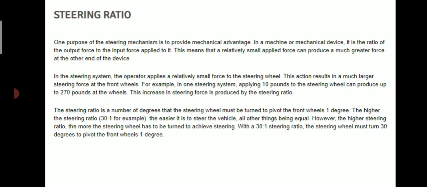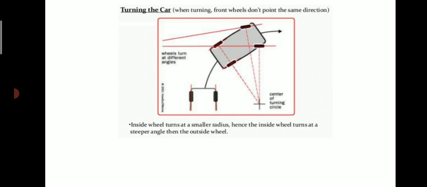All other things being equal, however, the higher the steering ratio, the more the steering wheel has to turn to achieve the steering. With a 30:1 steering ratio, the steering wheel must turn 30 degrees to pivot the front wheel 1 degree. So this is an example, a picture indicating turning radius. In this picture, the inside wheel turns at a smaller radius, hence the inside wheel turns at a steeper angle than the outside wheel. You will see here the wheels of the vehicle.